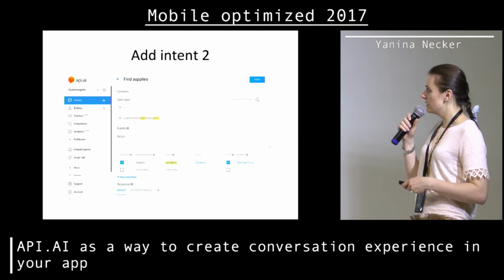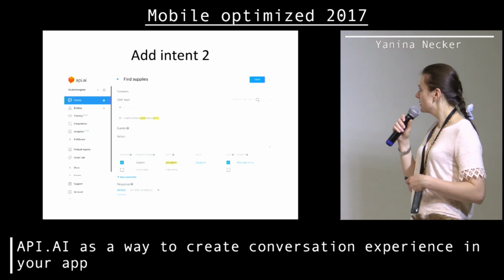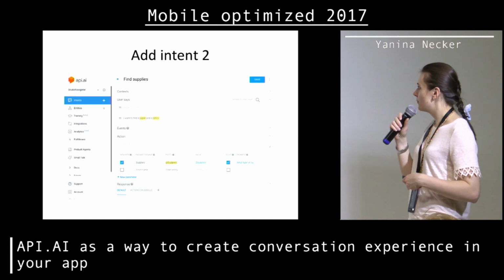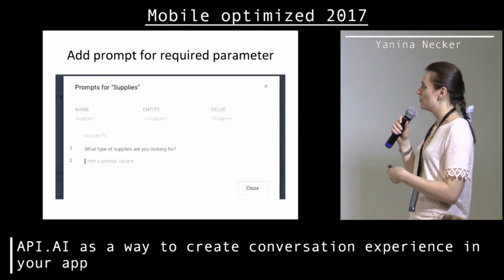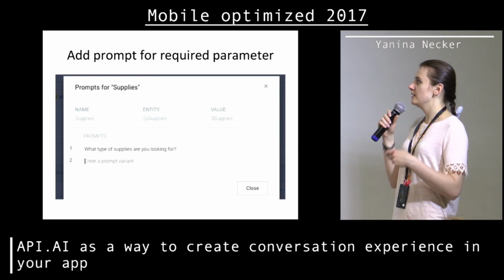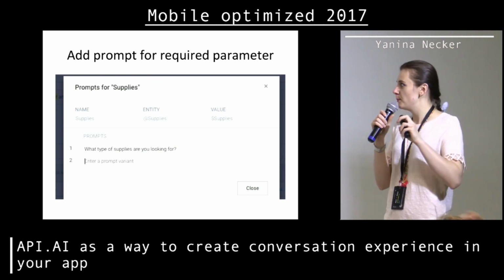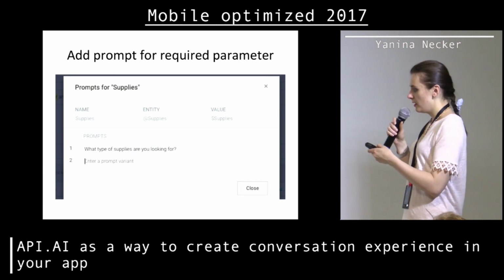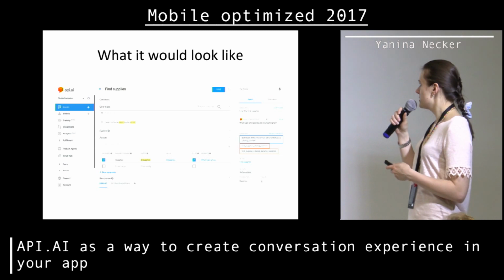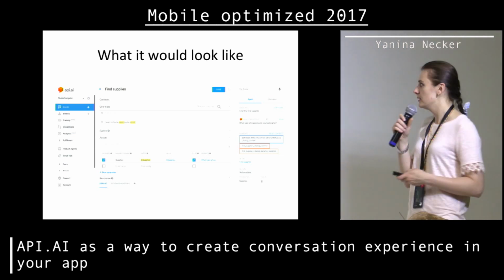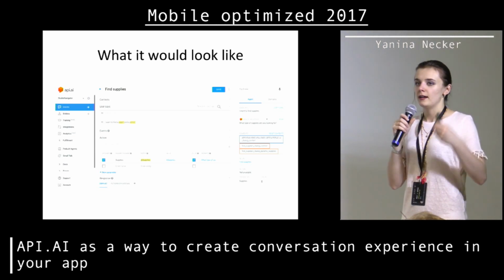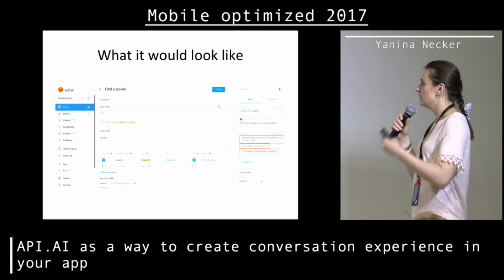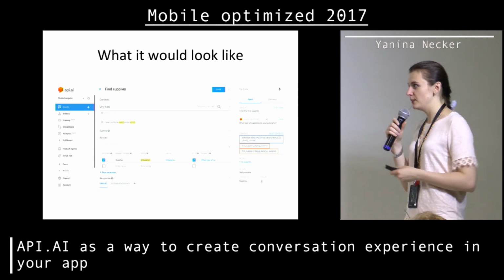So for that, again, I check it as a required parameter. Then there is this prompts column where you type in a prompt. It pops up a dialog, and you type your own prompt: what types of supplies are you looking for? So in my example, if the user is looking for supplies but does not provide exact supplies, it will prompt the user, what exactly supplies are you looking for? and then wait until the user actually provides the right ones.